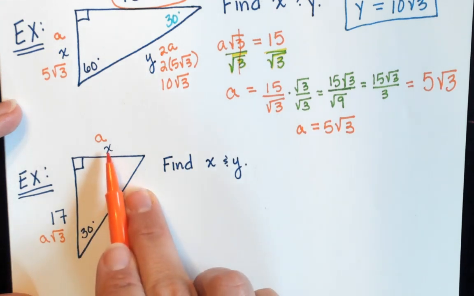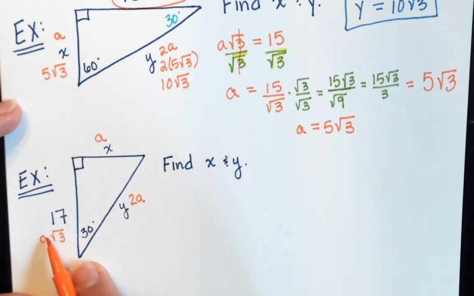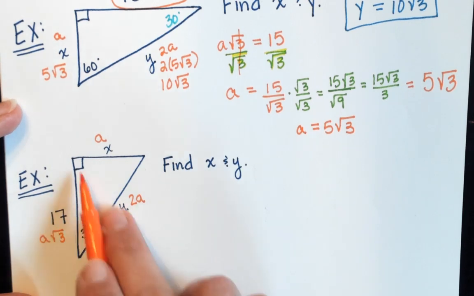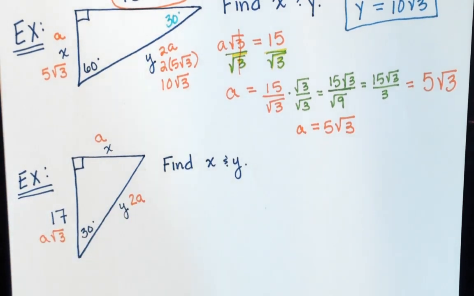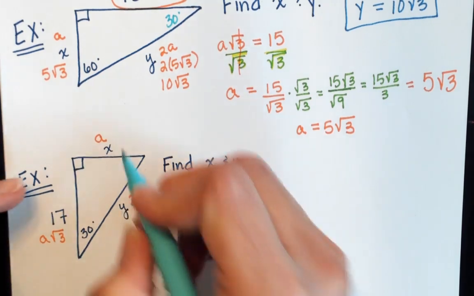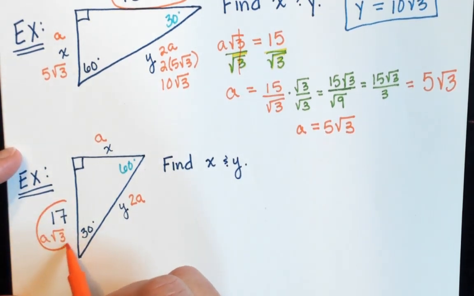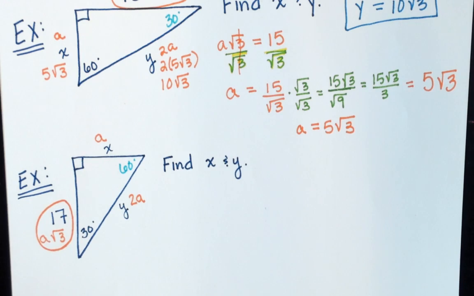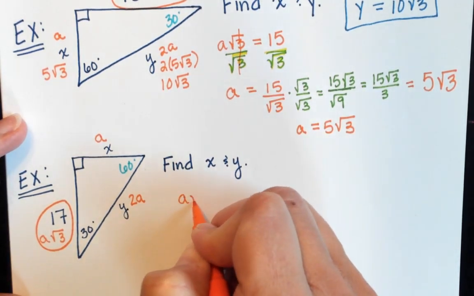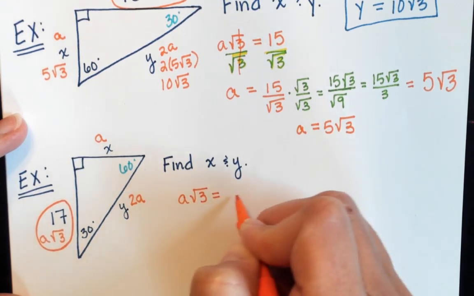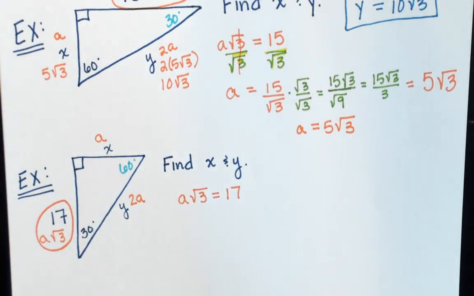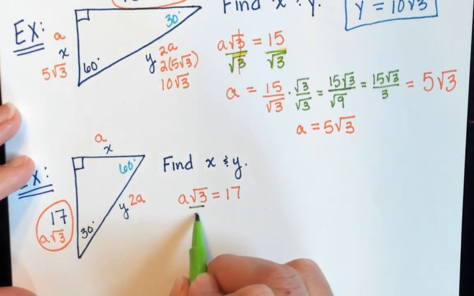Opposite our 30 is A. Opposite our 60 is A radical 3. Opposite our 90 is 2A. So again, we're working with opposite our angles, and the side that has the value and the formula we set equal to each other. So A radical 3 equals 17. We divide away our radical 3 to get A by itself.